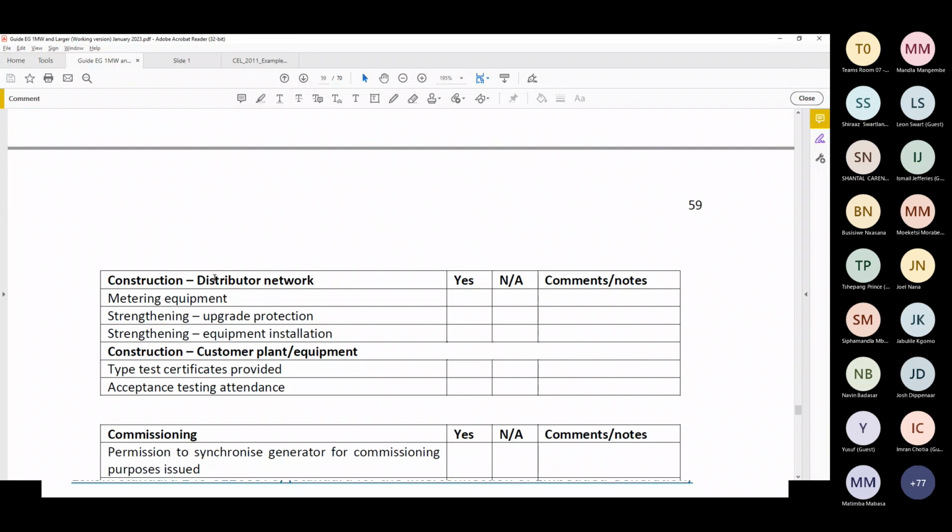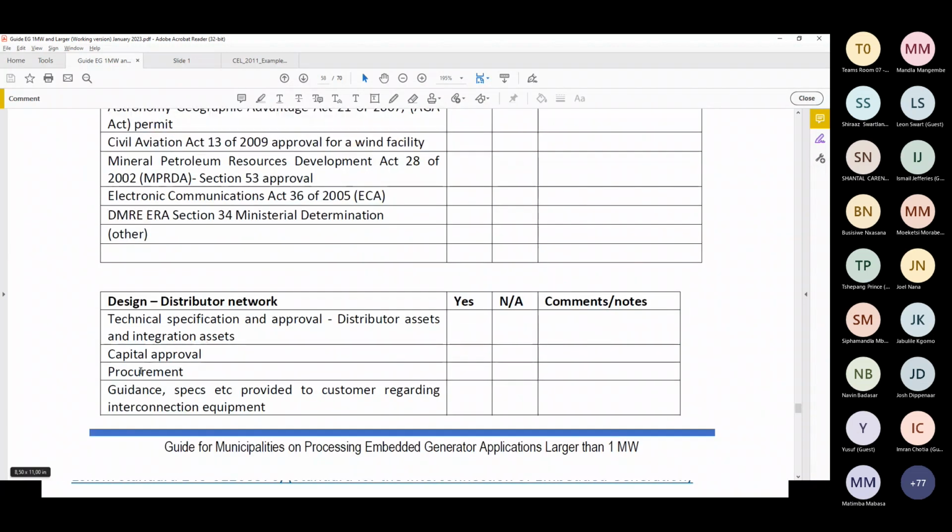Then on the distributor network, have you done the metering equipment? Has that been designed? Oh, sorry, that's construction. No, okay, so that's just the design here. So there are no checks here for the customer's equipment or the generator's equipment. It is just for the distribution network, and ultimately the interconnection equipment has a separate tick box.